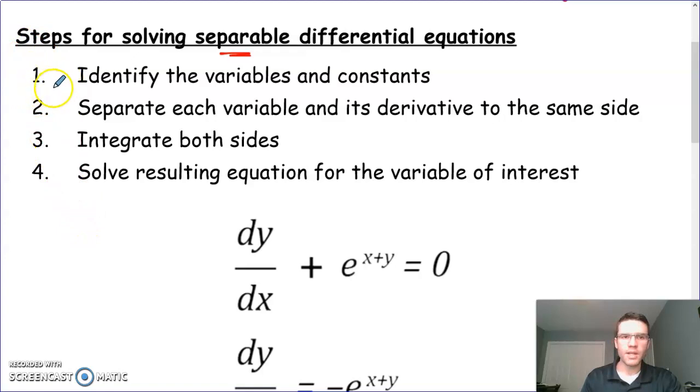The first thing you want to do is identify the variables and the constants in your differential equation. It's important because we're going to be separating these variables on different sides of the equation. That's step 2, to separate each variable and its derivative on the same side of the equation. Once they're on the same side, you can integrate both sides. Integrating them will remove our derivatives from it, and then we get to solve the resulting equation for the variable that we care about.